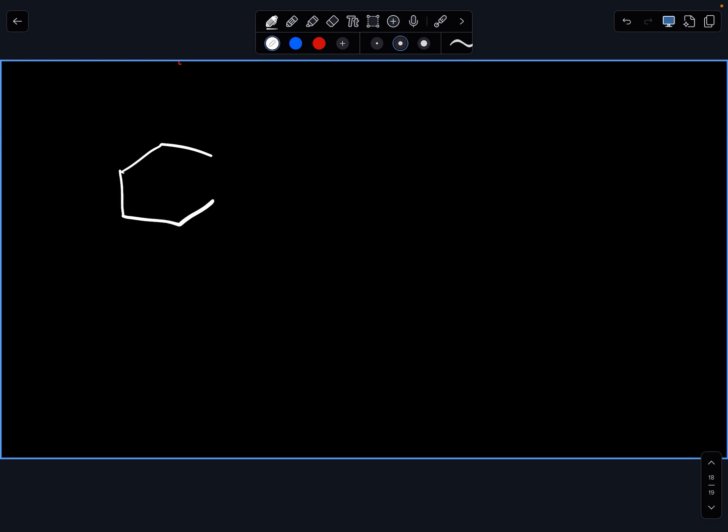So often what we'll do is give you what we call a flat structure, which looks like this. And we might put something like that. And we might say, draw this as a cyclohexane chair and then ring flip it. Did you have to do one of these on your assignment?